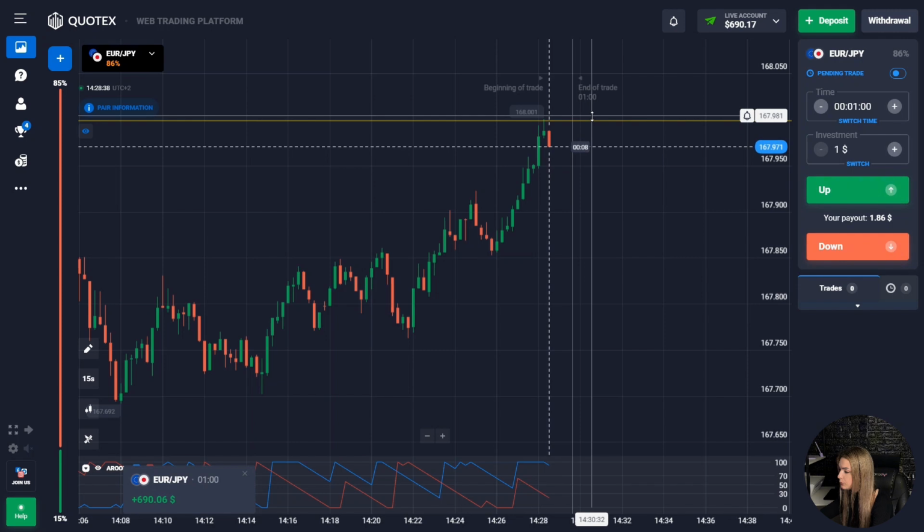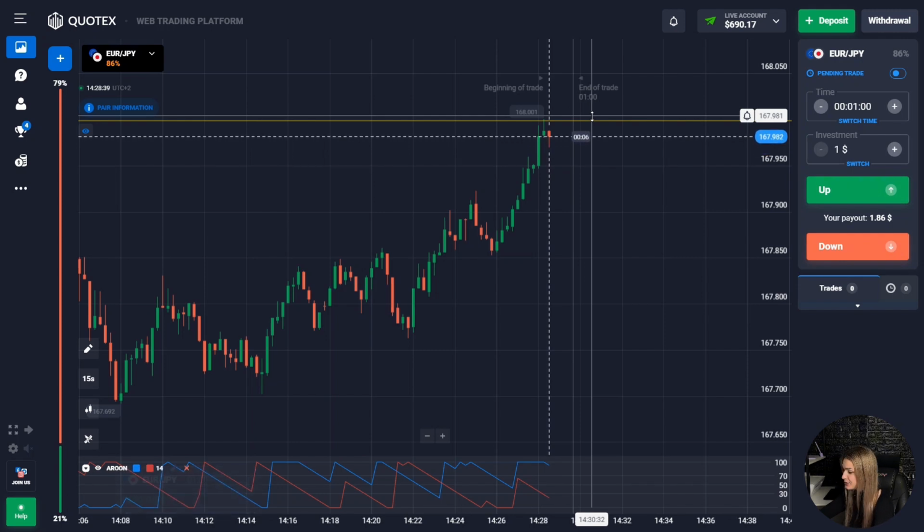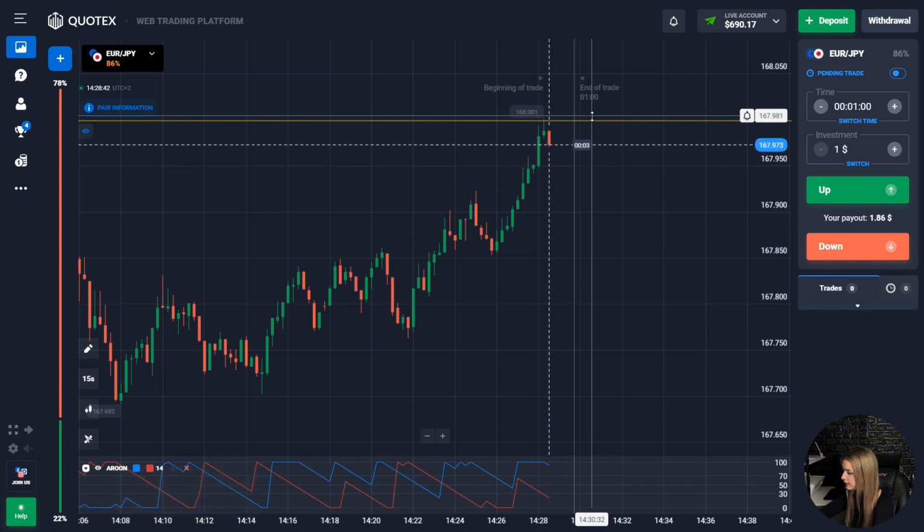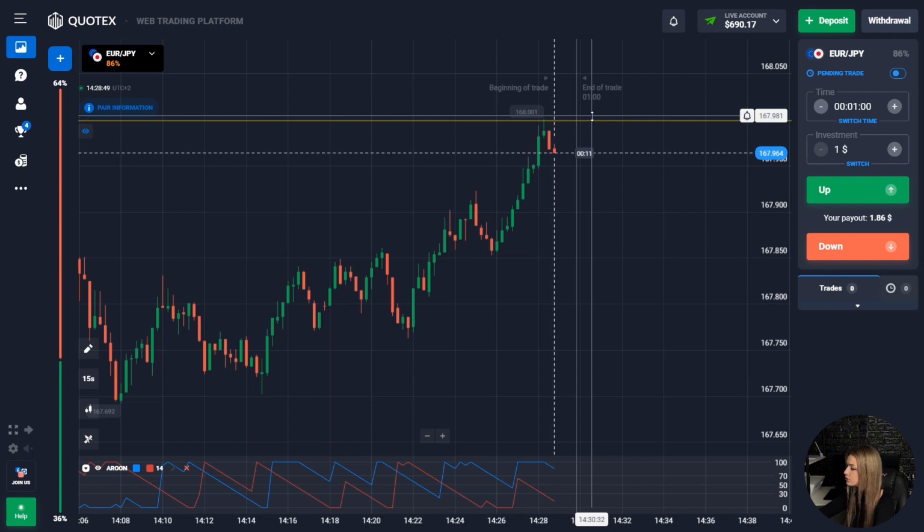Perfect! As you can see, the price moved according to our scenario, guys, and touched the marked level. This is where we got the profit. As you can see, the indicator was right again in this case and suggested us a really good entry point. And also the time of the transaction was perfect. Let's continue, guys.